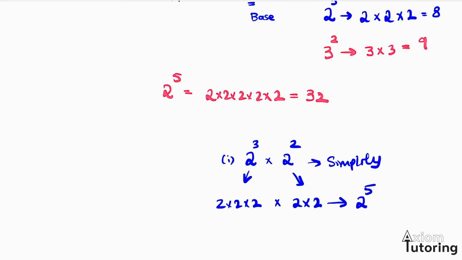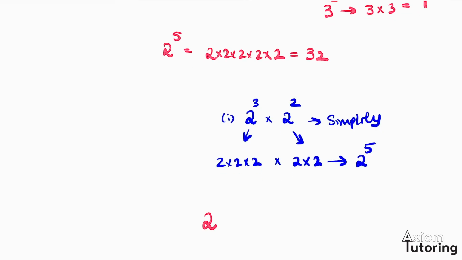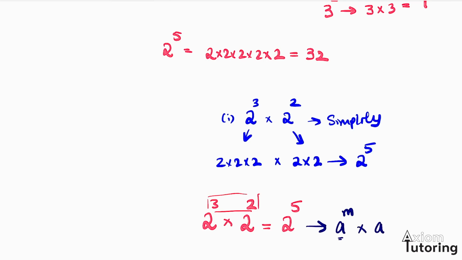So we can say that when the bases are the same and you multiply 2 powers together, you add the exponents. 2 to the 3 times 2 to the 2 is 2 to the 5. And that's where we get our first rule: a to the m, where a is just the base and m is the power, times a to the n is a to the m plus n.